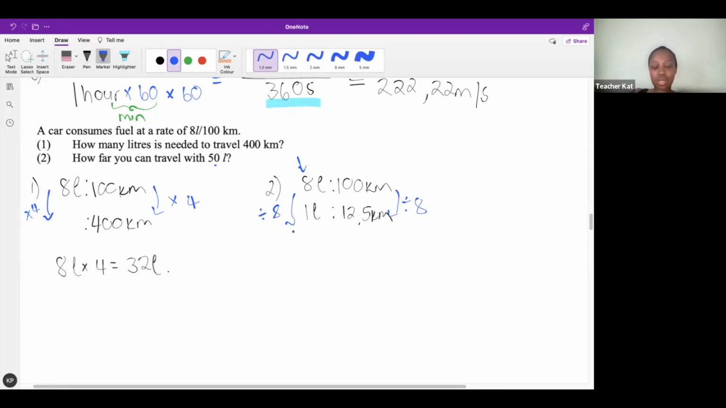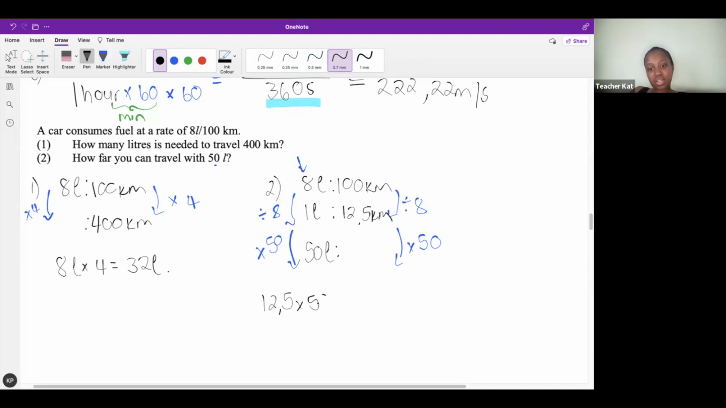But what they're telling us is we are traveling with 50 liters. So what am I going to times by to get to 50? 1 times 50. Okay. So then I have 12,5 times 50, which means how far can I travel if I have 50 liters? In kilometers, 625 kilometers.